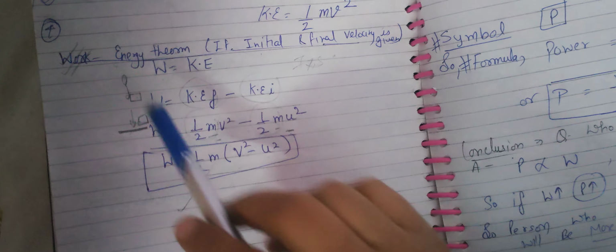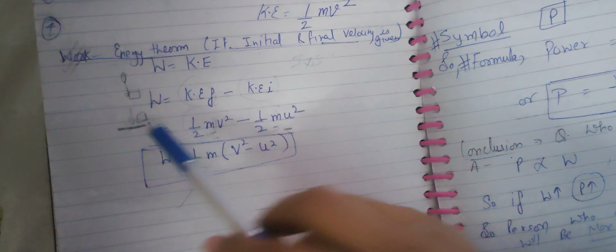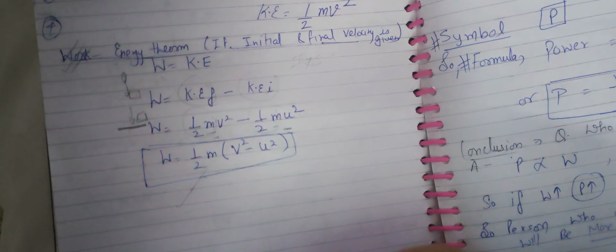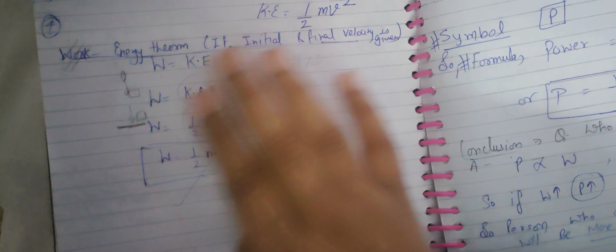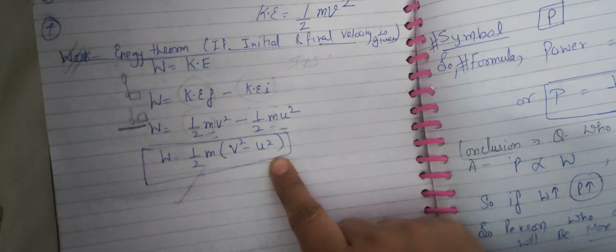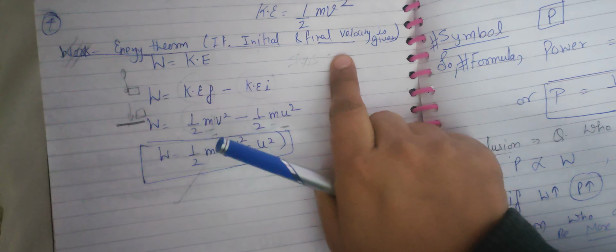Work energy theorem. This is the work energy theorem. Basically, two words are given, work and energy, and both are equal. When we start talking about work, if you are doing some work, it will be converted into energy. That is the work energy theorem. So this is another formula. When you apply this formula, you have to understand where initial and final velocity is given in the work.